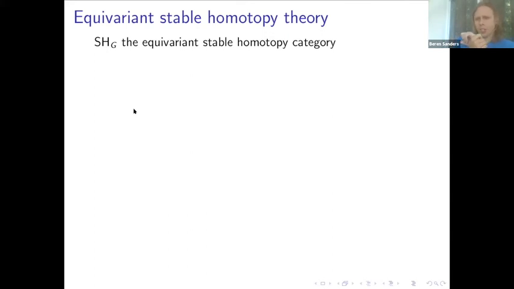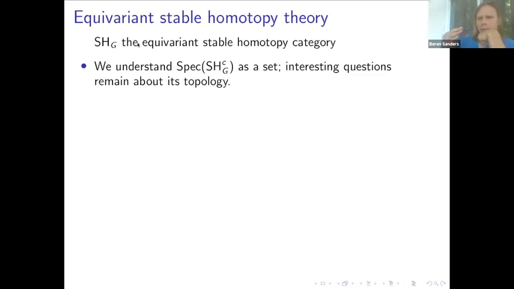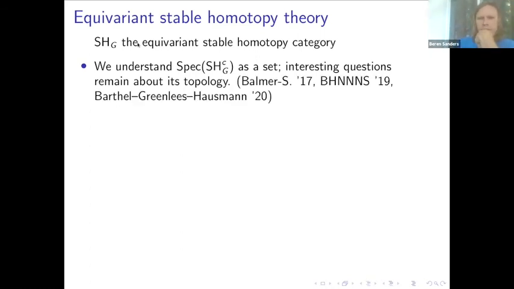Let SHG denote the equivariant stable homotopy category. Through the work of a number of mathematicians, we have a pretty good understanding of the Balmer spectrum of the equivariant stable homotopy category. We completely understand it as a set, but there are some very interesting questions about its topology that remain unresolved.